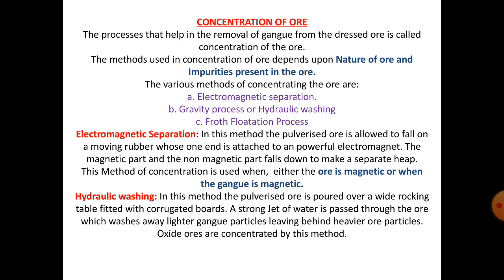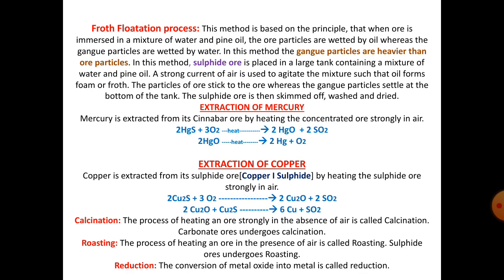Another question can be asked: what is the condition for the ore to undergo hydraulic washing? Those ores where the gangue particles are lighter than the ore particles are concentrated by hydraulic washing. Next method is the froth flotation process.